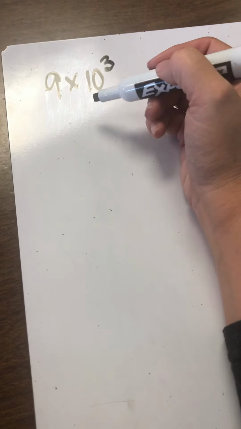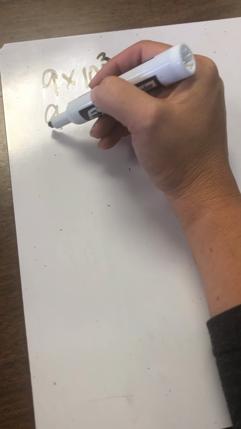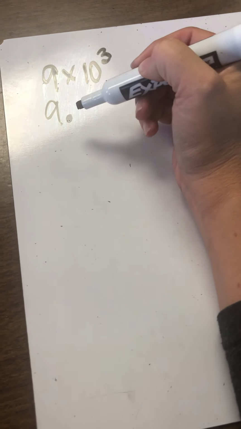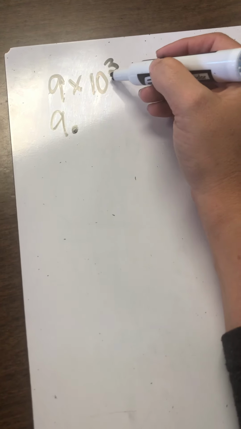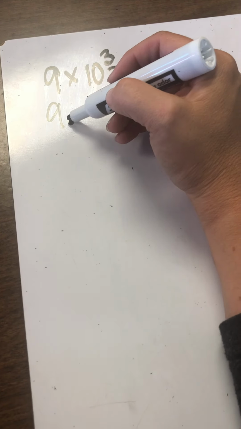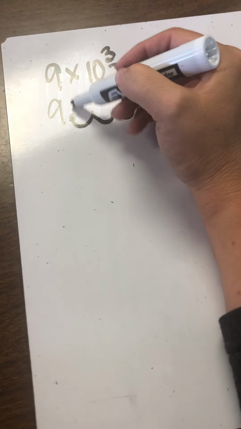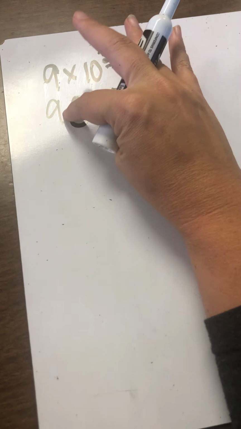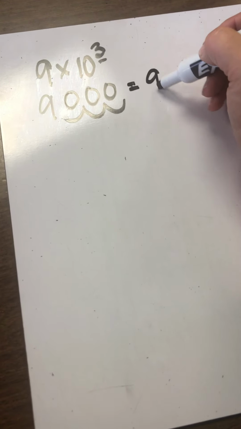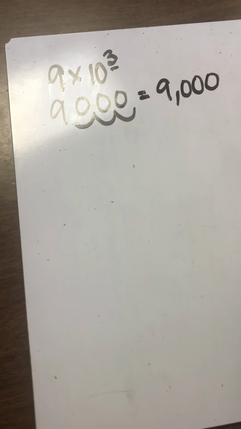Okay, so the first equation is 9 times 10 to the third power. Well, 9 is a whole number. It doesn't have a decimal, so we're just going to put a decimal after that ones place. Our exponent is 3, so we are going to shift 3 times. In those empty spaces, we will put zeros. So our answer is 9,000.